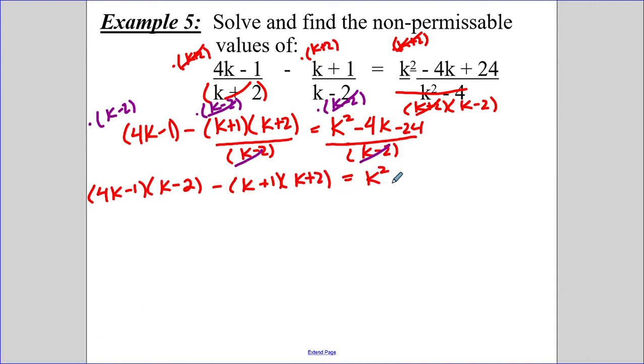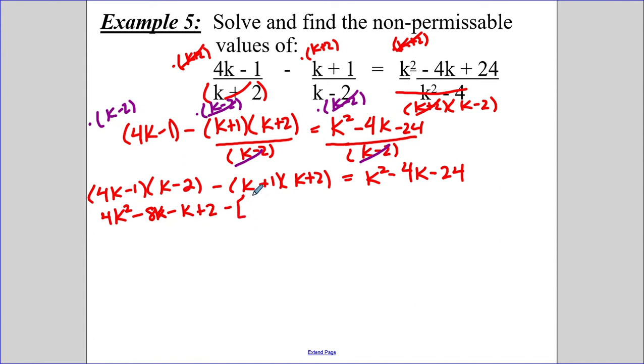equals, and then this one is actually already expanded for me because I couldn't figure out a way to factor it cleanly, and so we just left it as it was. Now I've got two binomial terms that need to be multiplied out and combined together. And so here I've got 4k squared minus 8k, so 4k times 2, so minus 8k, minus 1 times k is minus k, and minus 1 times minus 2 is plus 2.